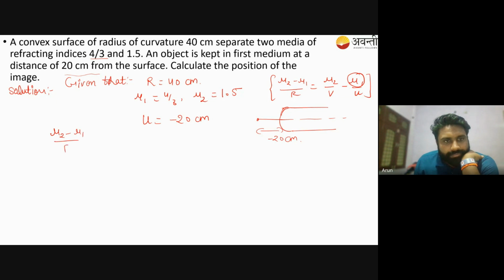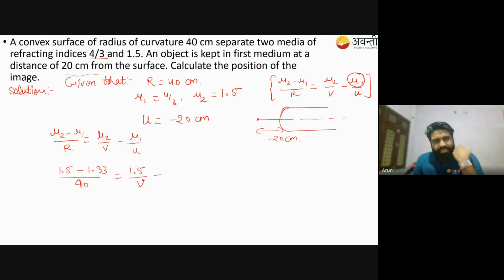Okay, so the object is placed at a distance of minus 20 centimeter. Put the values in the formula: mu2 minus mu1 by r equals mu2 by v minus mu1 by u. Mu2 is 1.5, minus 4/3 which is 1.33, divided by r, which is 40 centimeter, equals mu2 by v, where mu2 is again 1.5 and v we have to calculate, minus mu1 which is 1.33 divided by u, which is minus 20. So this minus and this minus would become plus.